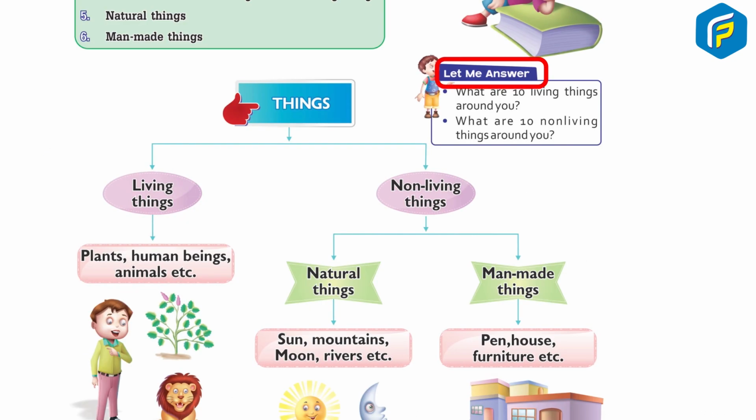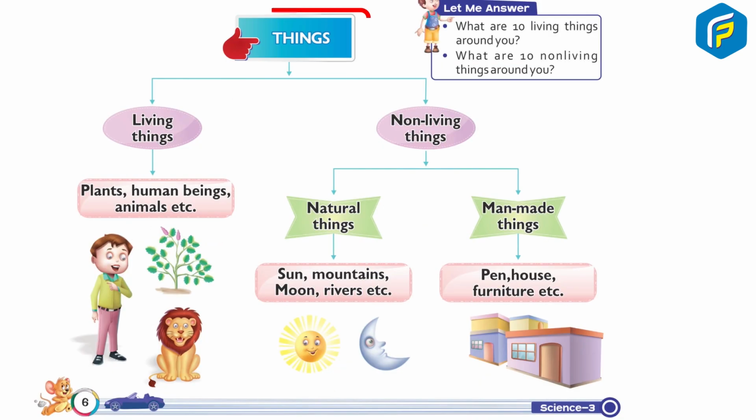Let me answer. What are 10 living things around you? What are 10 non-living things around you? Things. Living things: plants, human beings, animals, etc. Non-living things. Natural things: sun, mountains, moon, rivers, etc. Man-made things: pen, house, furniture, etc.